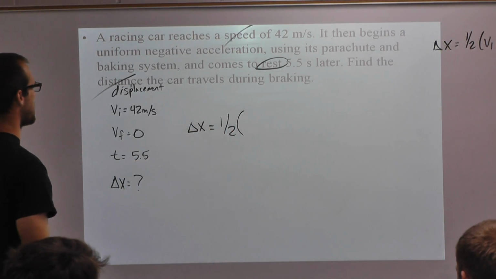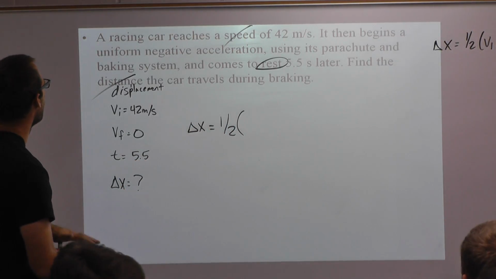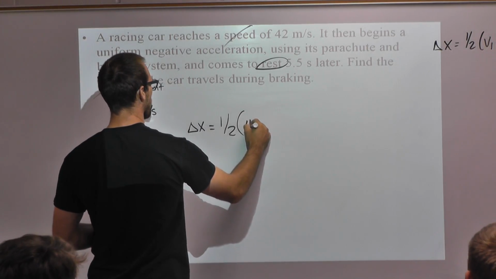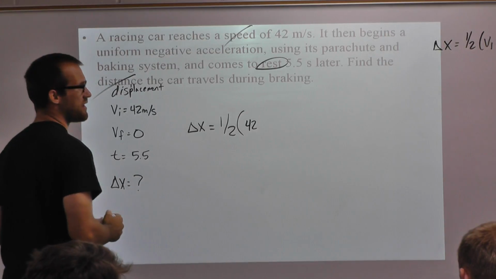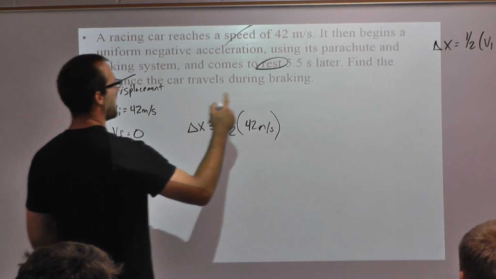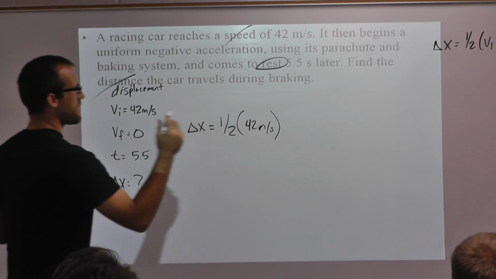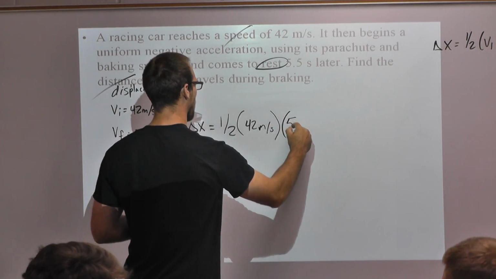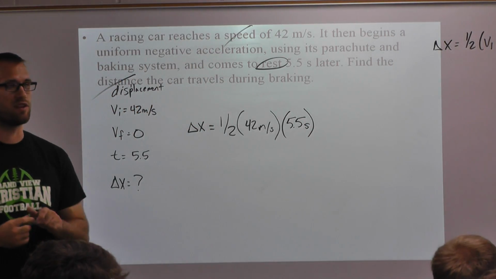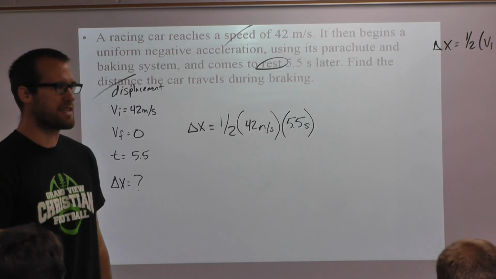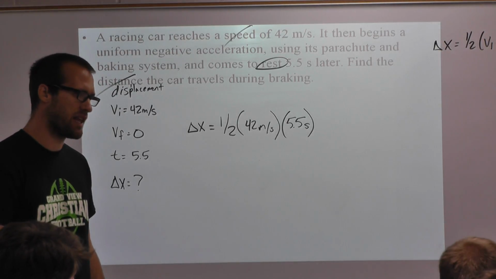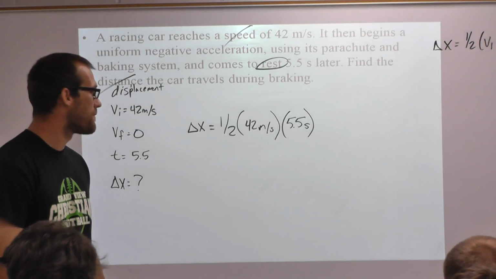Oh wait, I didn't check directions, did I? It's negative acceleration, but we don't need acceleration. It doesn't say anything about the directions. All right, time, 5.5 seconds. So you see how the seconds are going to cancel, leaving us with meters, which would make sense for a displacement unit? Should give us, I think, 120. I got 150.